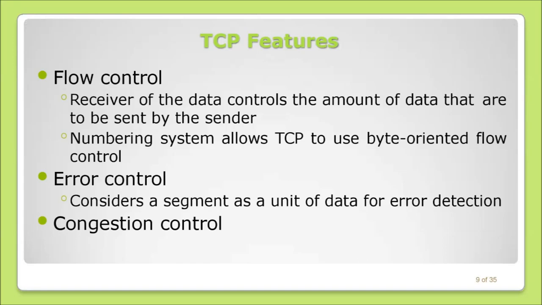Second is error control. It considers a segment as a unit of data for error detection. In the TCP header, we have read about a specific field which was checksum. So the checksum field is used for error detection. So TCP provides error control as well. What is congestion control? When the network is congested, the sender will slow down the data transmission. In this way, data will not be lost. So TCP also provides the feature of congestion control.